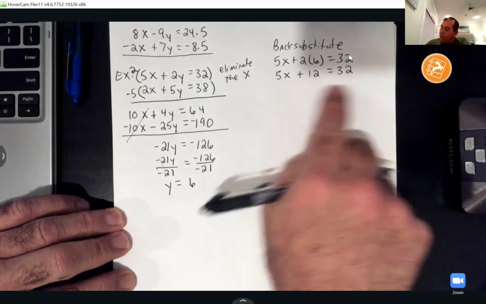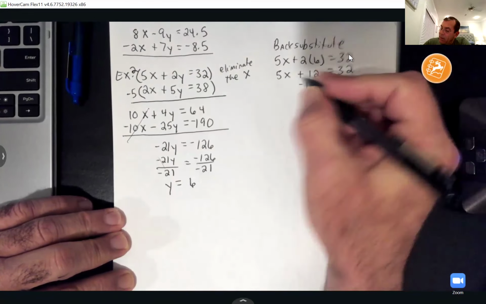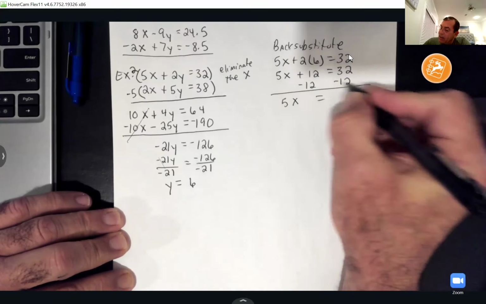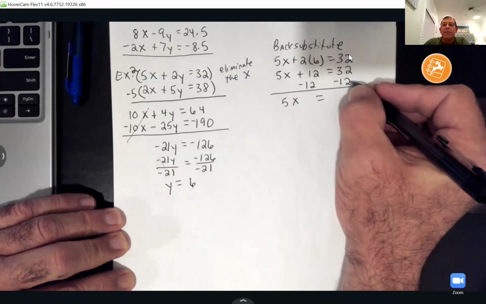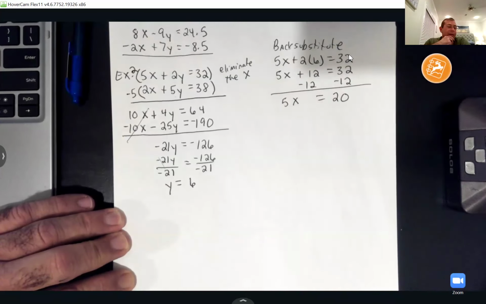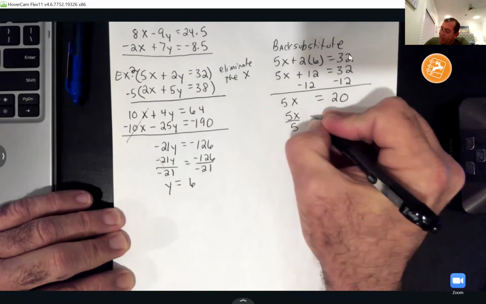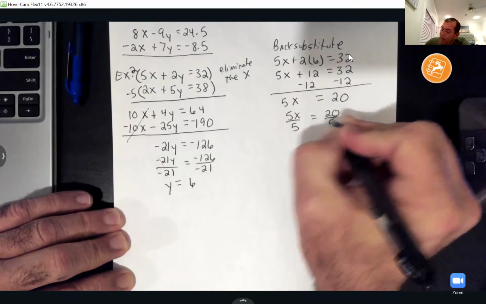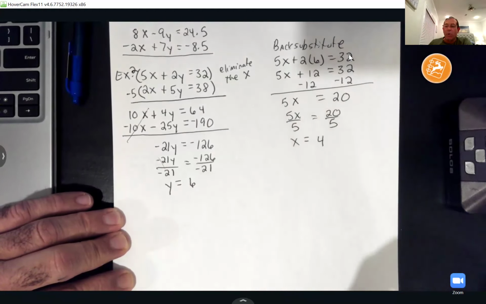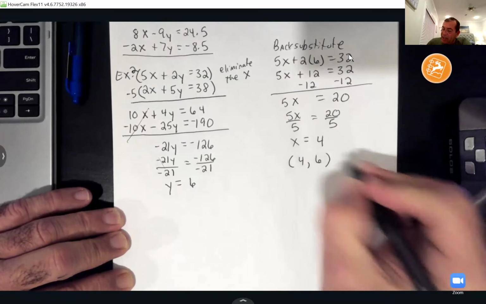All right, to solve, I'm going to move my 12 by subtraction. That's going to give me my 5x. That cancels. 32 minus 12 is 20. All right, divide by 5 and be done. So that gives me 1x. 20 divided by 5 gives us a 4. So this one, we got 4, comma 6.